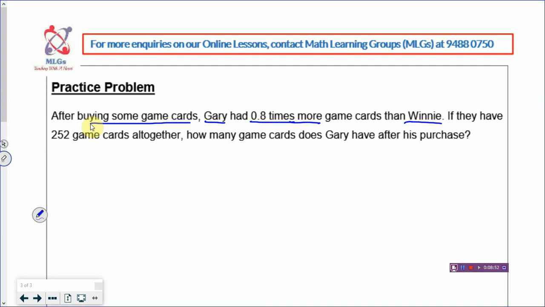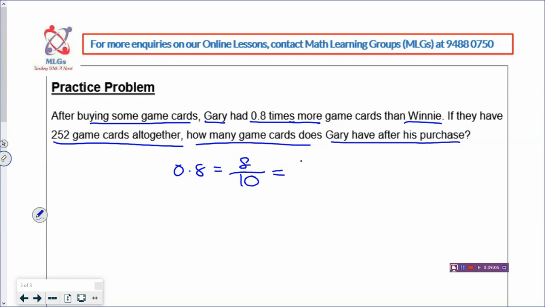Right, so if they have 252 game cards altogether, how many game cards does Gary have after his purchase? So what do we do? Well, the 0.8 times, you change it into a fraction, 8 over 10, and then in simplest form, 4/5. So which means that Gary has 4/5 more game cards than Winnie. So Winnie is the second person, so the second person will always be 1 whole. 1 whole, 5/5. 5/5 is 1 whole. And Gary will have 4/5 plus 5/5, that will be 9/5, right?